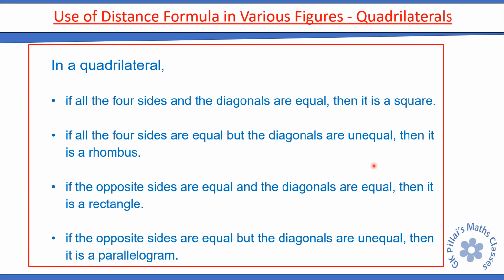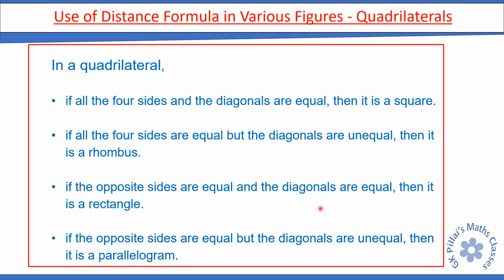Now let me tell you about the quadrilateral. In a quadrilateral, if all the four sides are equal and the diagonals are also equal, then it is a square. You will be given the four vertices and told to check whether it is a square or not. Now, if all the four sides are equal but the diagonals are unequal, then it is a rhombus.